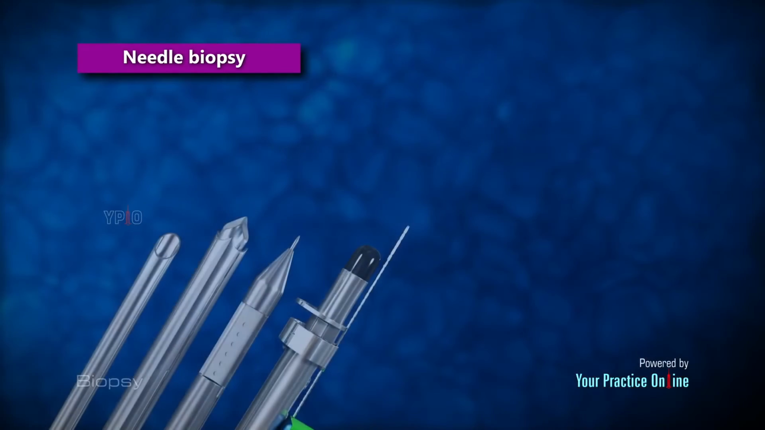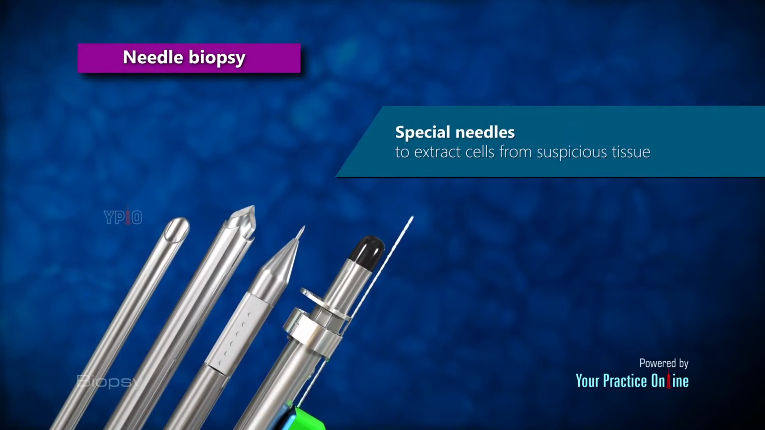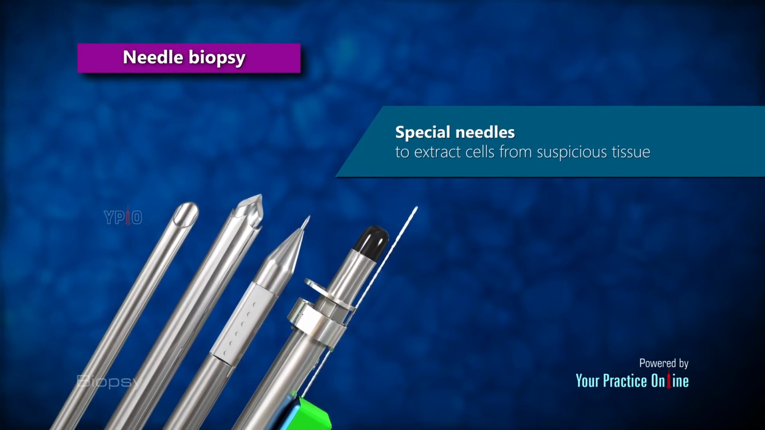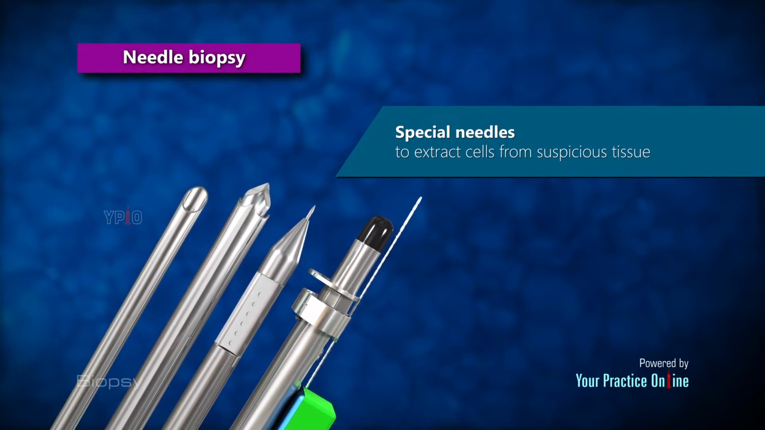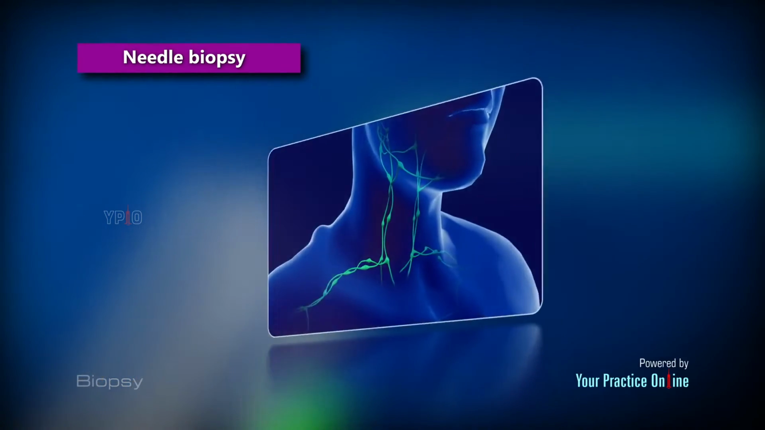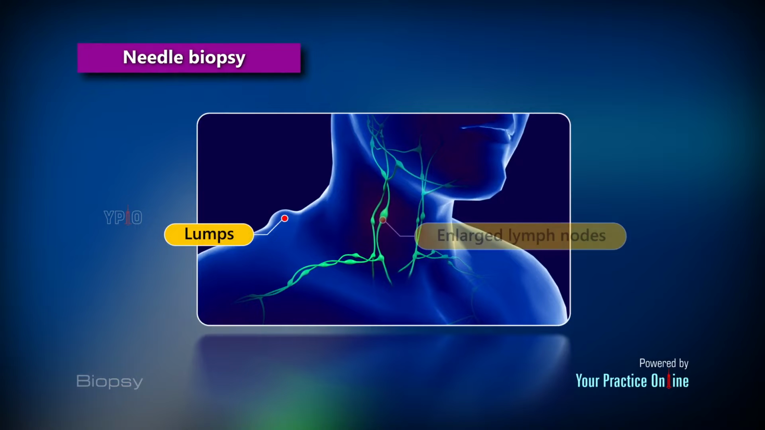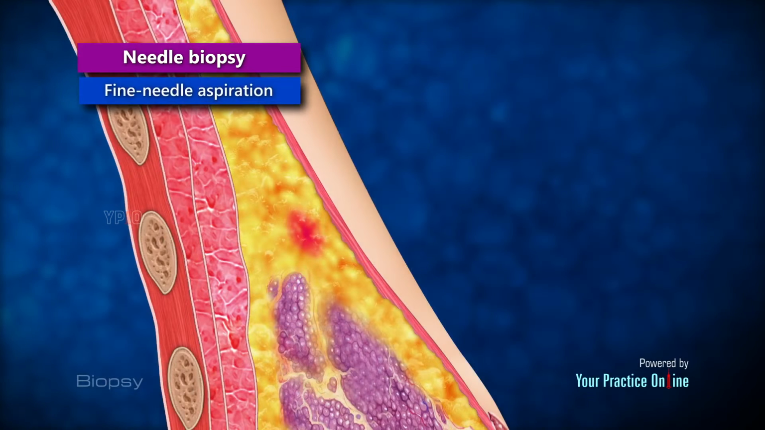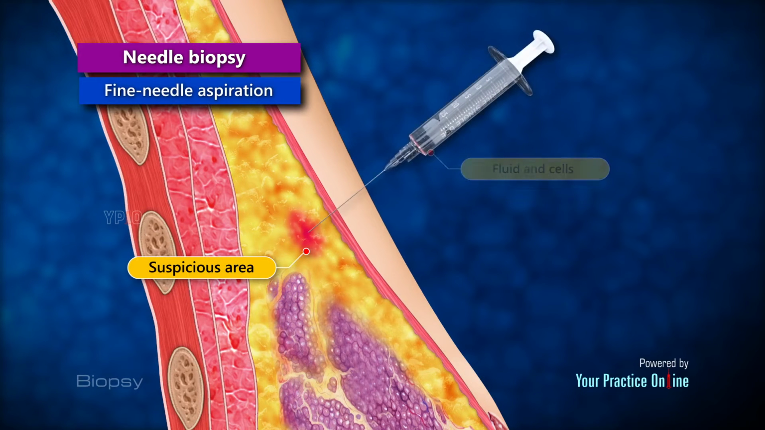Needle biopsy. This technique uses a special needle to extract cells from suspicious tissue. It is often used to obtain samples from lumps or enlarged lymph nodes. Imaging guidance may be performed to obtain samples from deeper tissues. Needle biopsy procedures include fine needle aspiration. A long, thin needle is used to draw fluid and cells from the suspicious area into a syringe.